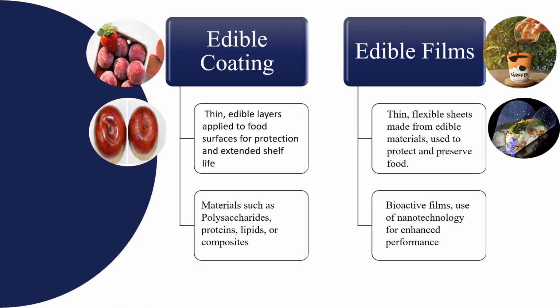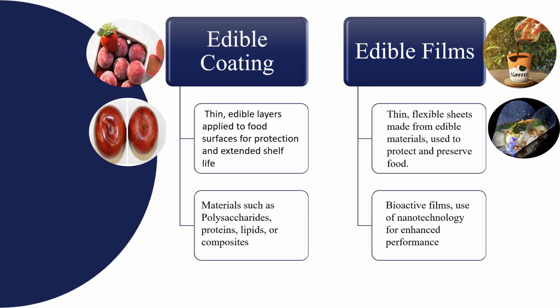In the next slide, on edible coatings and edible films, we will see the differences between them. Edible coatings are thin edible layers applied to food surfaces for protection and extended shelf life. Edible films are thin flexible sheets made from edible materials, used to protect and preserve the food. Edible coatings are applied directly onto the surface of food products to enhance freshness and shelf life.